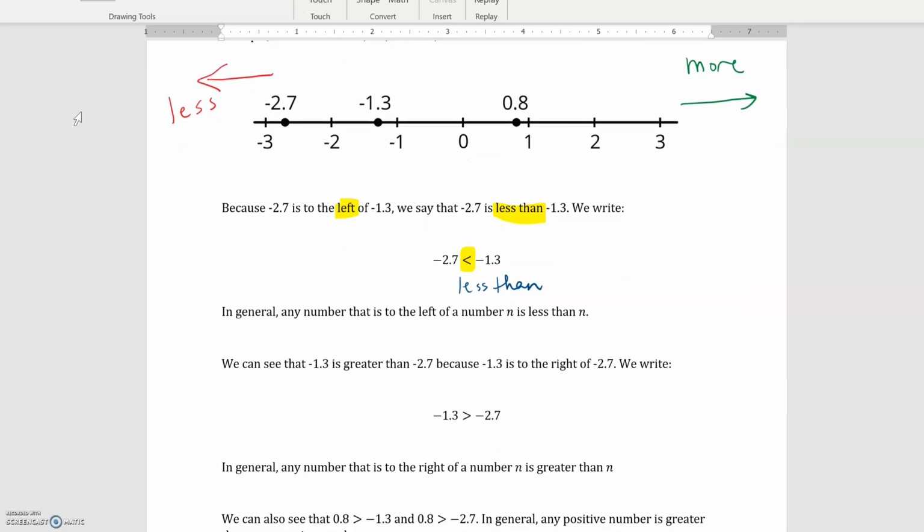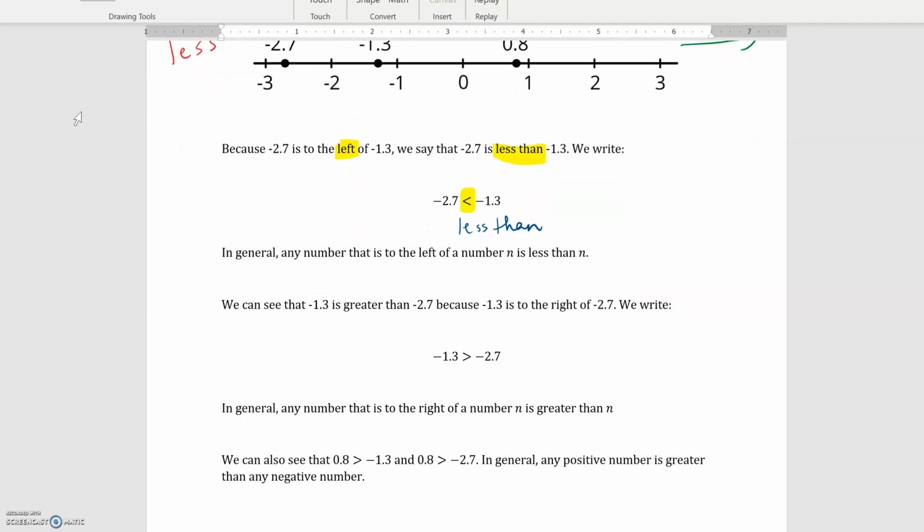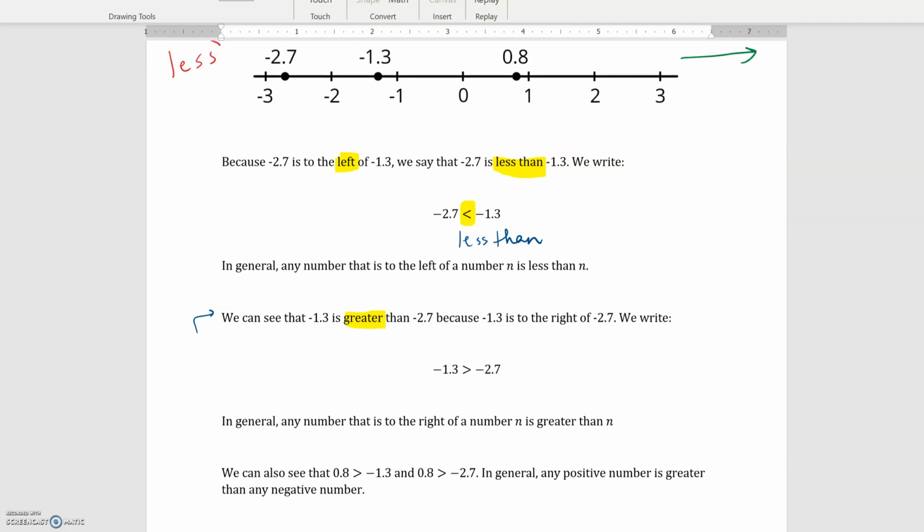Now let's look at the other example down here with the greater than symbol. I'm going to start reading right here. We can see that -1 and 3/10 is greater than -2 and 7/10 because -1 and 3/10 is to the right of -2 and 7/10. Therefore, we write this symbol for greater than.